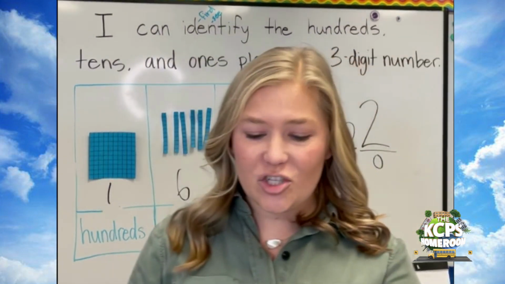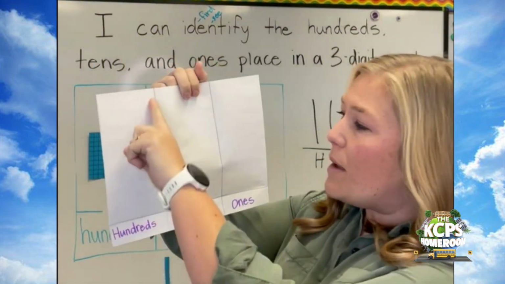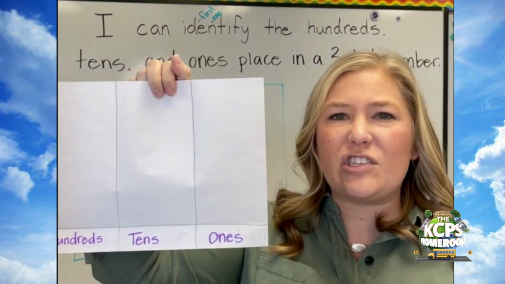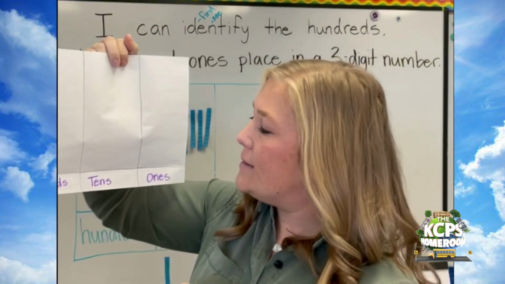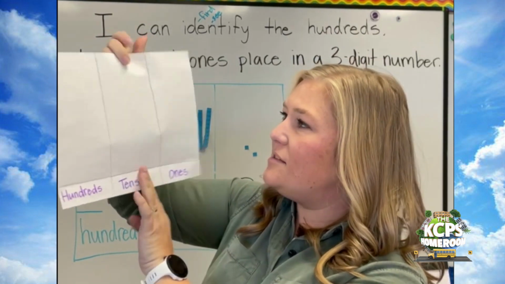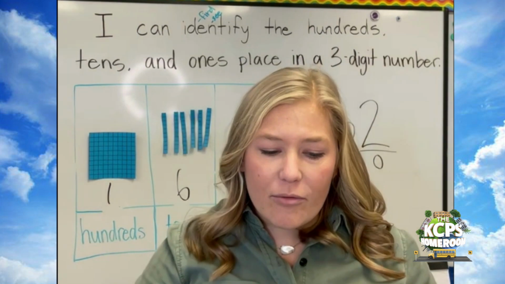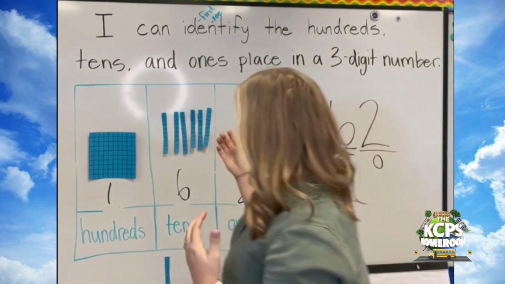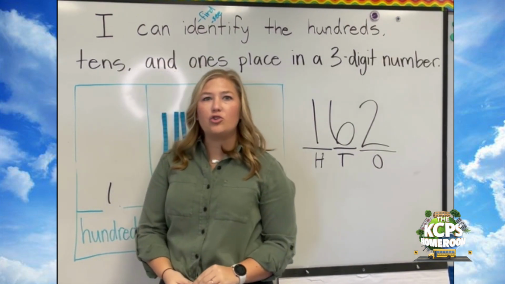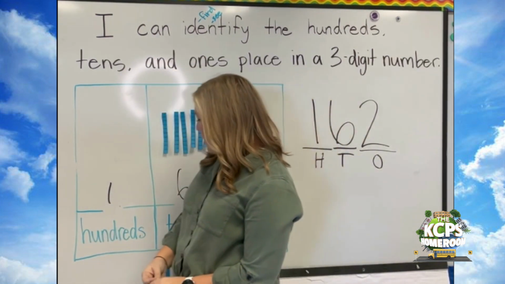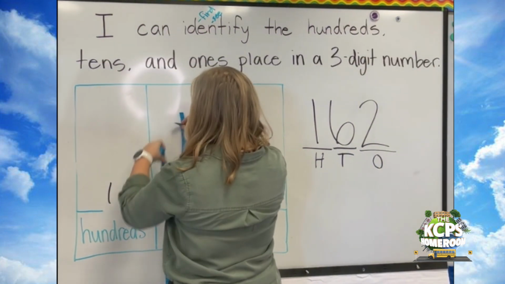When you're finished, it'll look something like this. I went ahead and took my pencil and drew over my creases just to make sure I kept everything really nice and separate. Makes your work look pretty neat. So I wrote hundreds, tens, ones, and on the back, hundreds, tens, and ones. When you are ready, we're gonna get our pencil, and we're not gonna use these anymore because we are going to draw our hundreds flats, our tens rods, and our ones cubes all by ourselves.